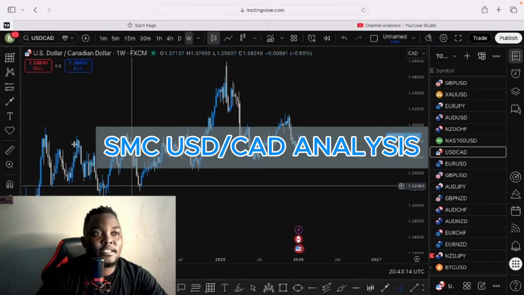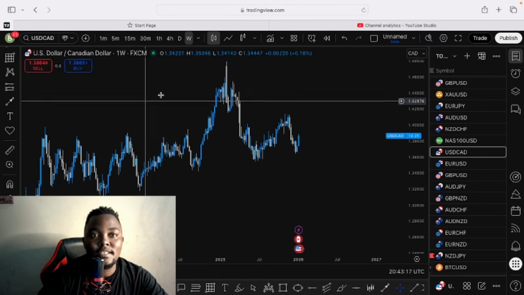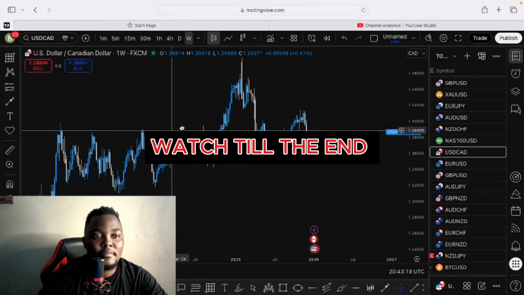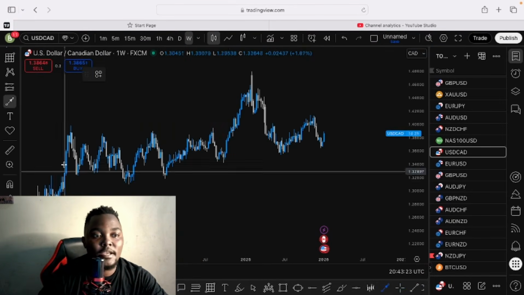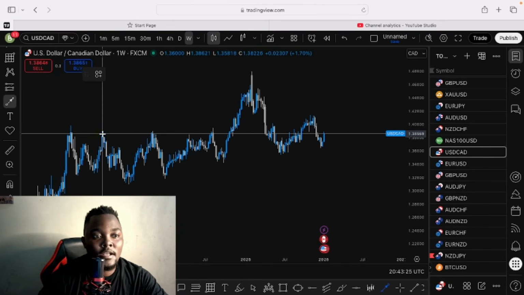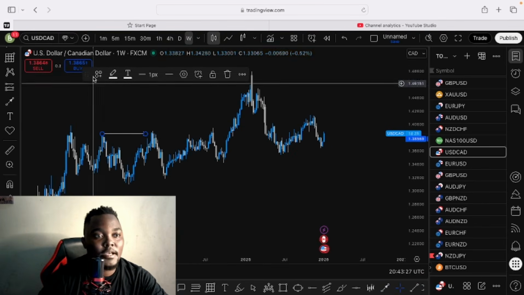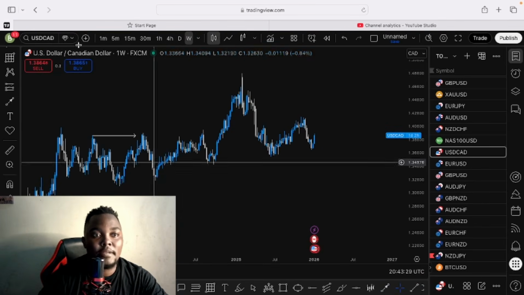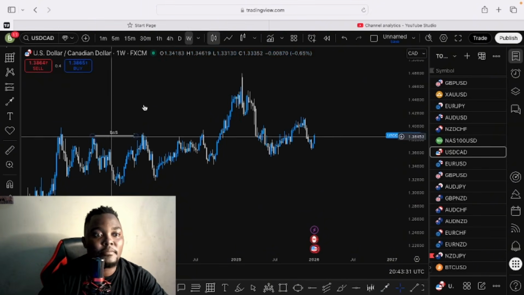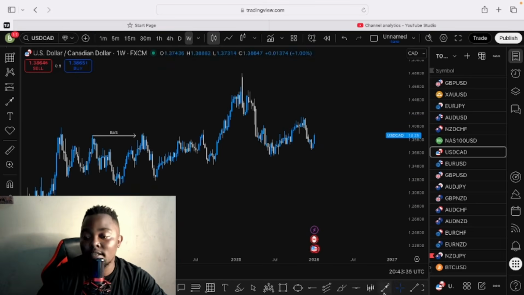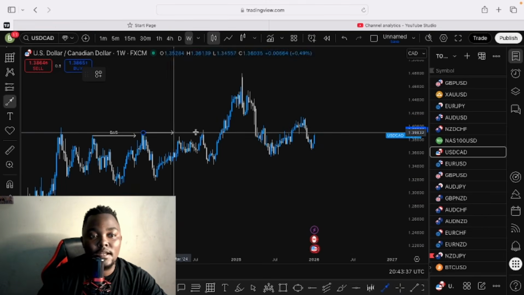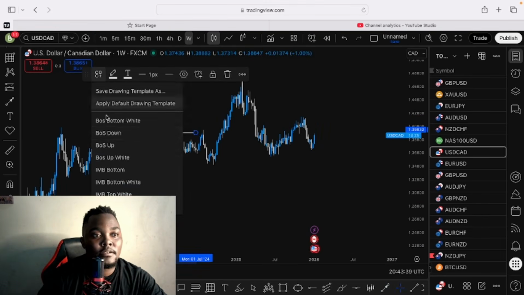Hello guys, the first setup that we're looking at is USD CAD on the weekly time frame, and what you can clearly see is that we are pushing to the upside, and we had a few breaks of structure. Like from this point we had a break of structure, and mind you, I'm looking at the weekly time frame just to make sure that we are looking at the overall higher time frame structure.